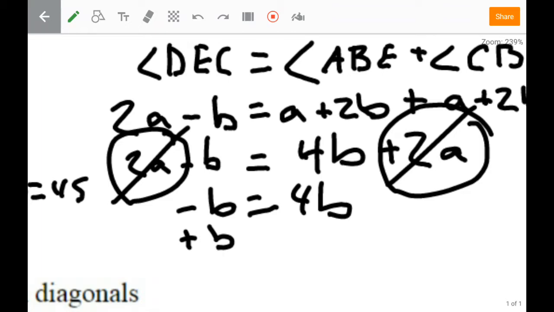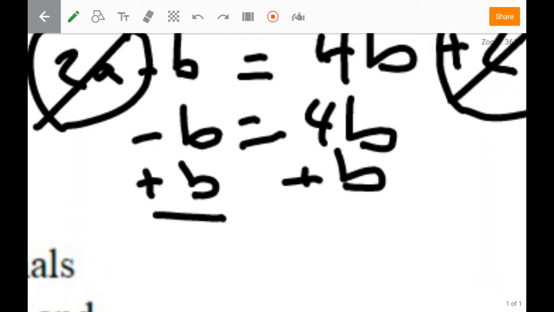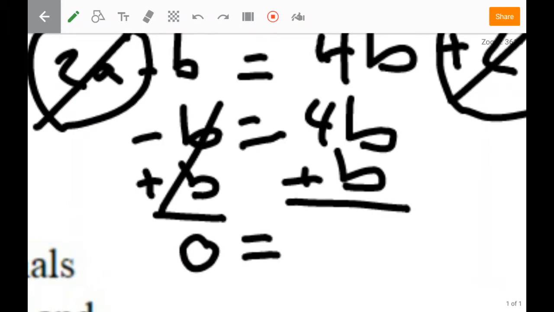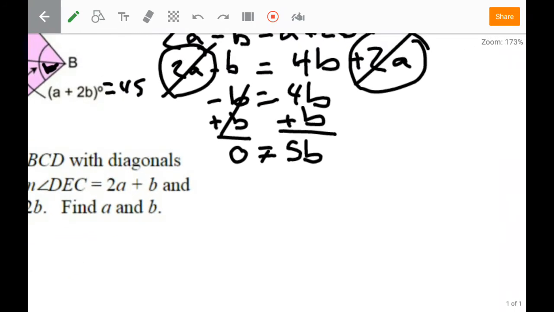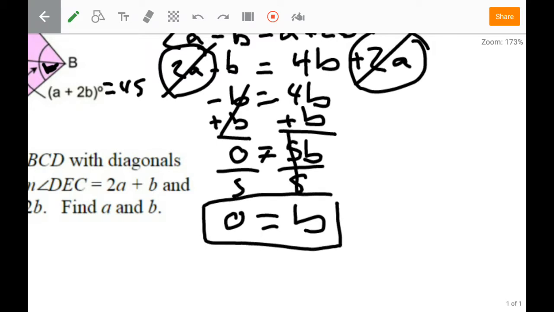We add b to both sides. And here we get 0 equals a total of 5b. Okay, so now we divide by 5, and we see that b equals 0. Okay, that's for b. Now we got to figure out a.